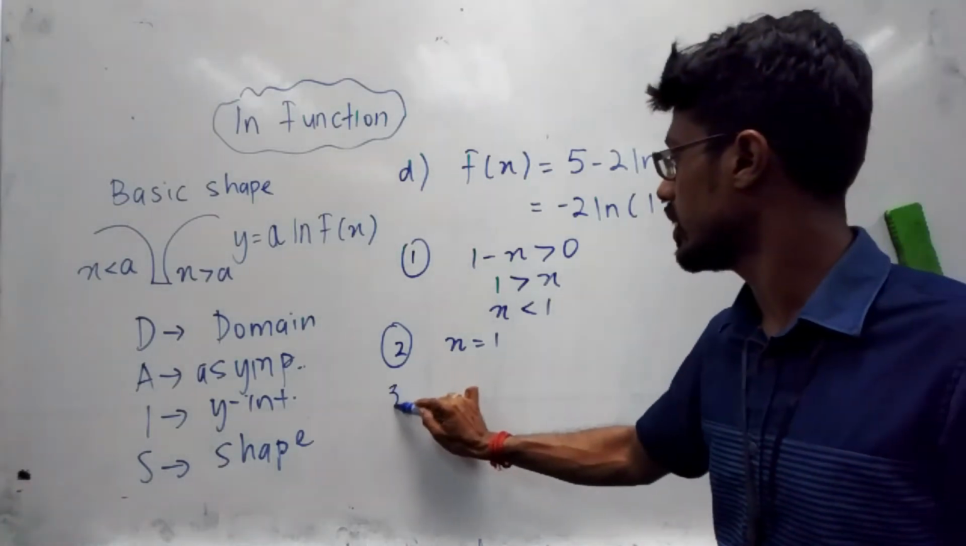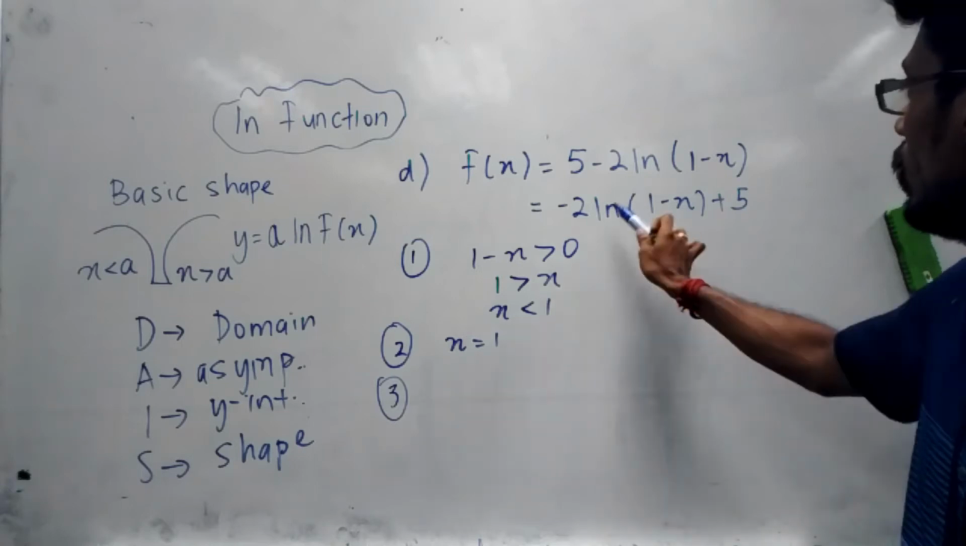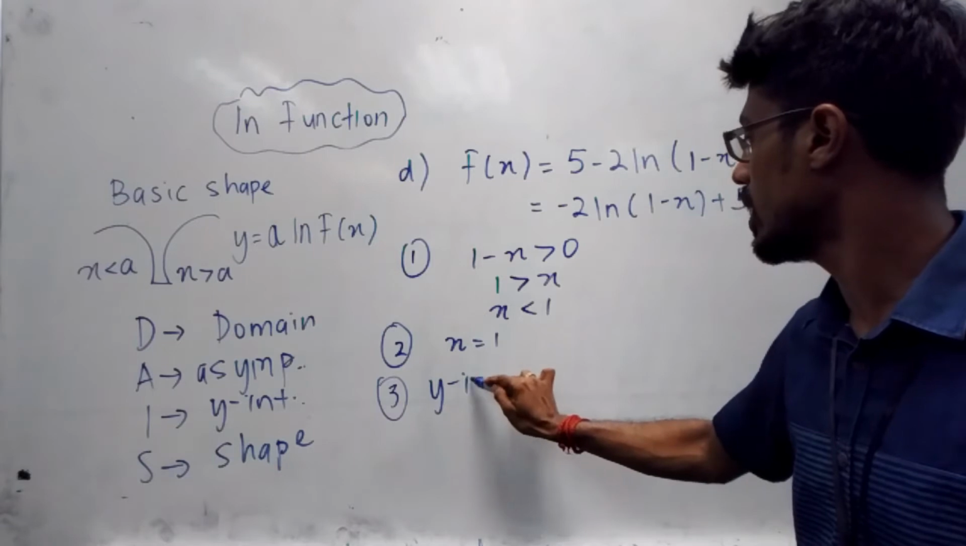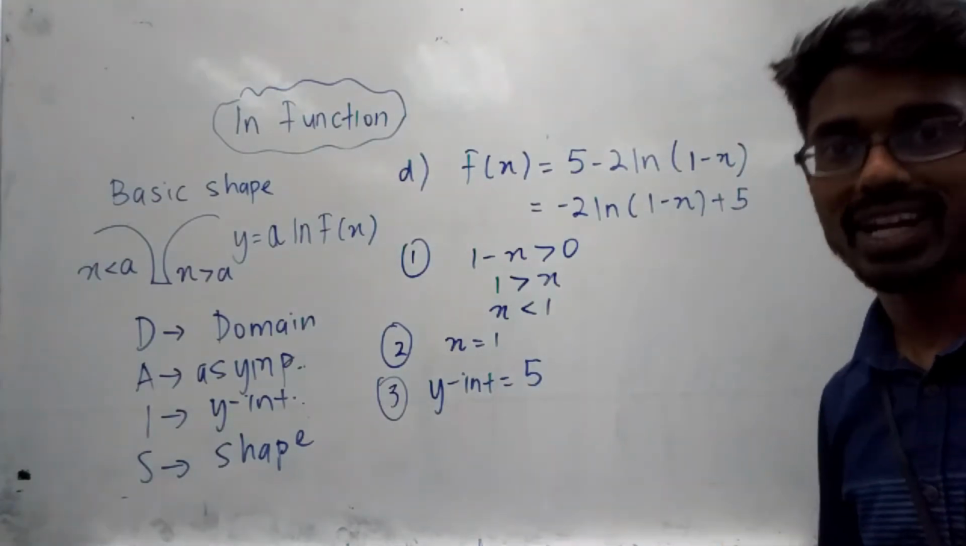Here we can find the third, which is the y-intercept, by plugging in x equal to 0. ln 1, everything is going to be 0. So my y-intercept is just going to be 5. I hope you're okay up until there.